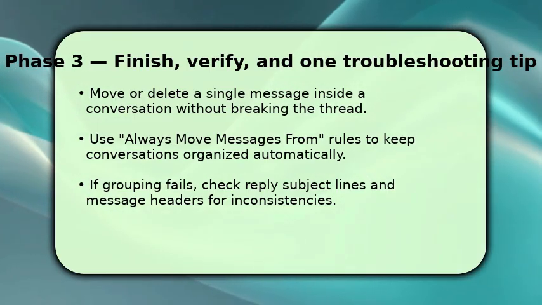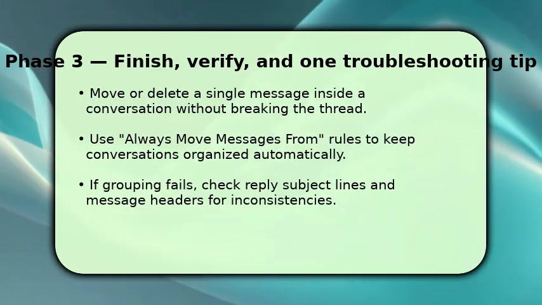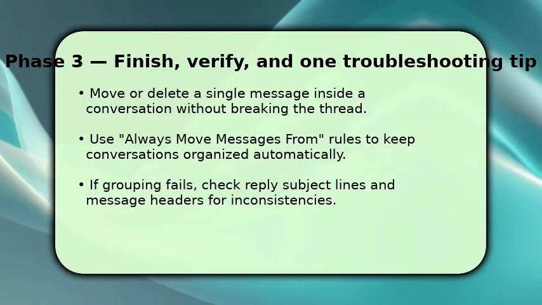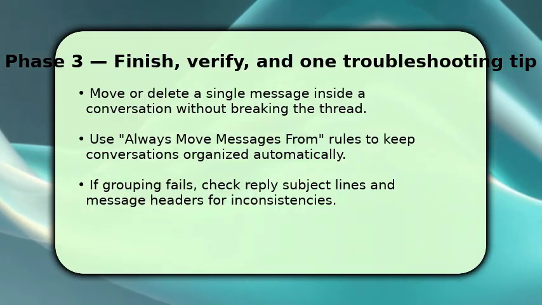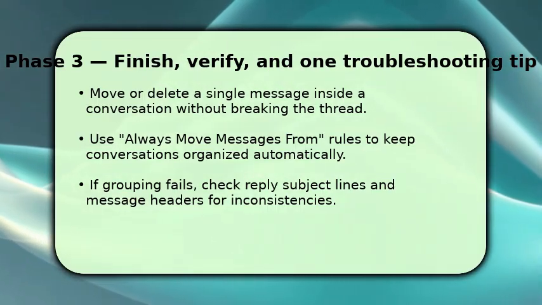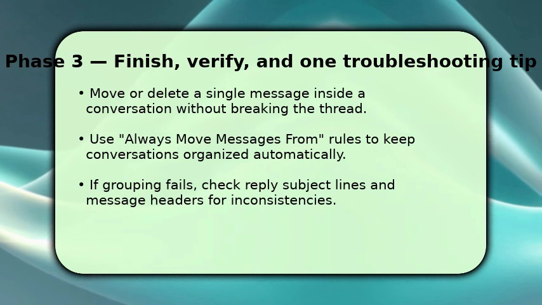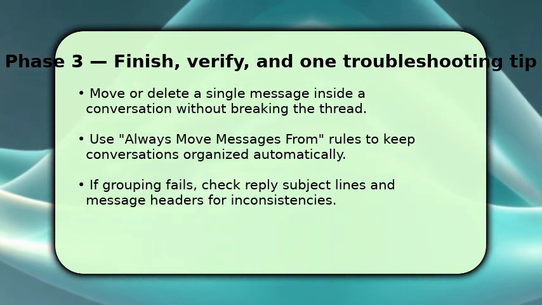If conversation grouping seems incorrect, troubleshoot by inspecting subject lines and message headers. Slight edits or missing headers often break grouping. Finally, restart Outlook after changes if behavior persists, because a quick restart forces header reindexing.